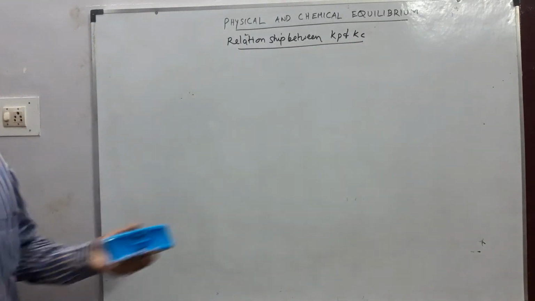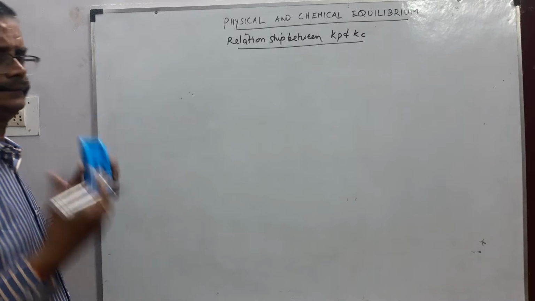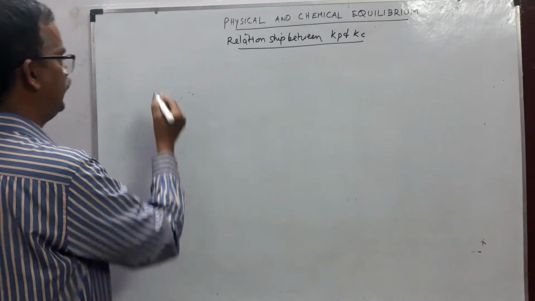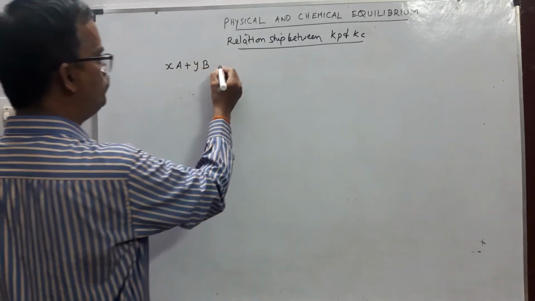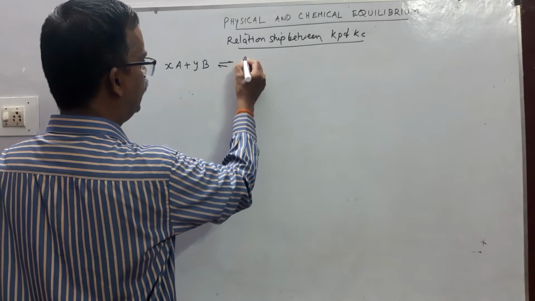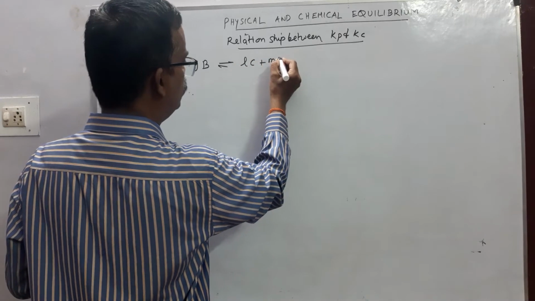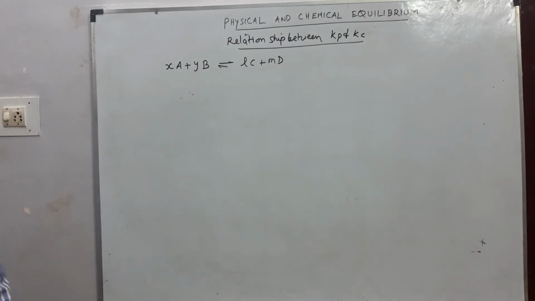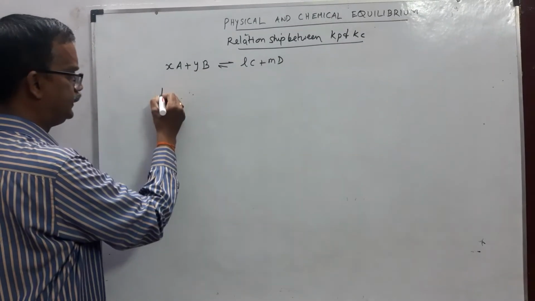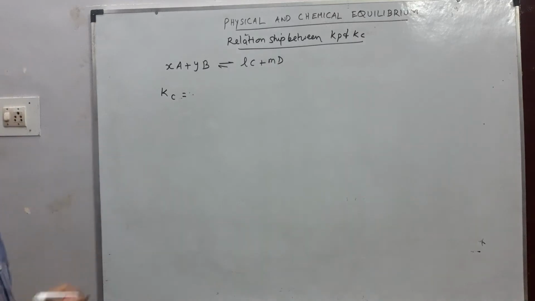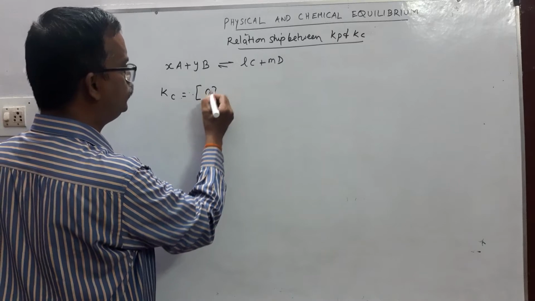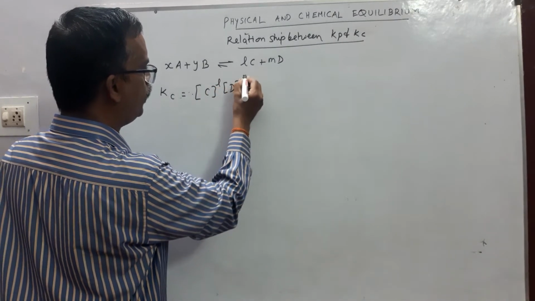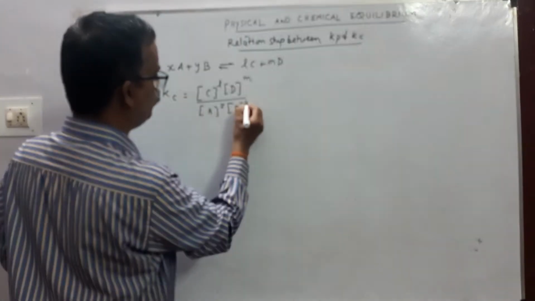Consider a reversible reaction. X mole of A plus Y mole of B gives L mole of C, M moles of D. Applying law of mass action, we get Kc, the equilibrium constant in terms of the concentration. Kc equals C to the power of L, D to the power of M, by A to the power of X, B to the power of Y.